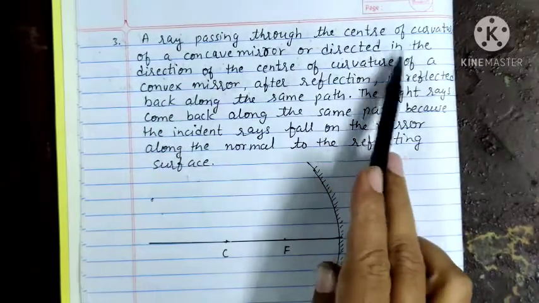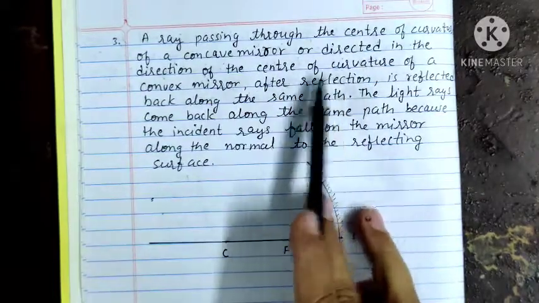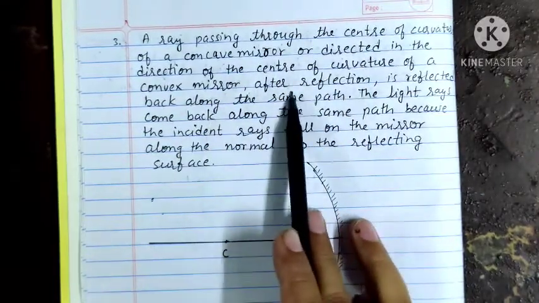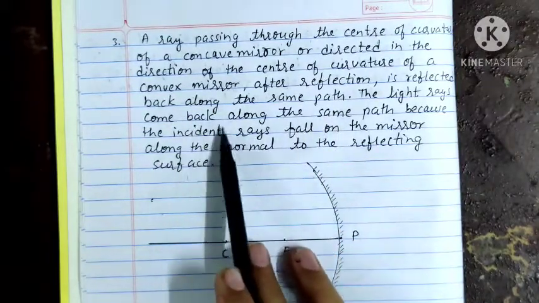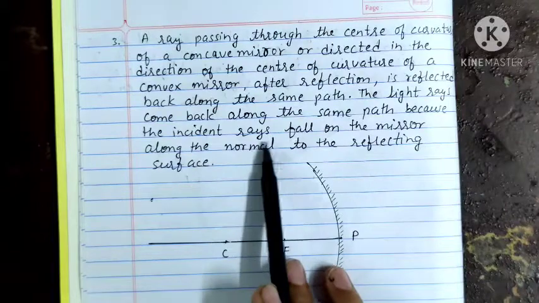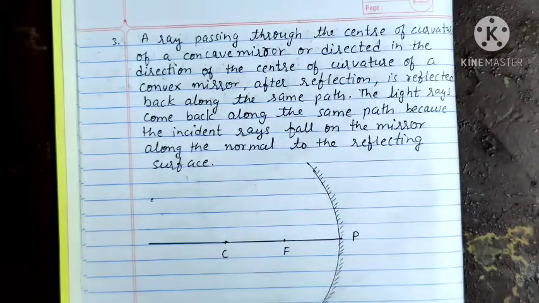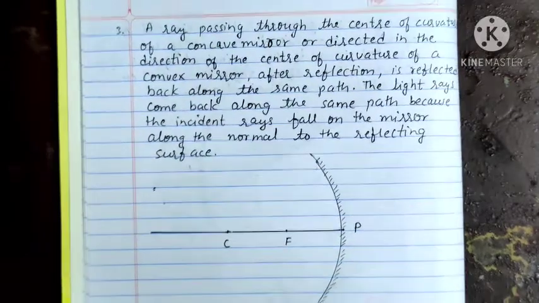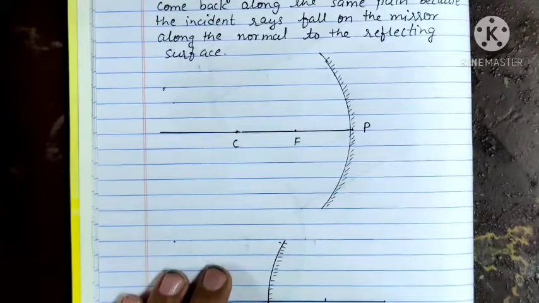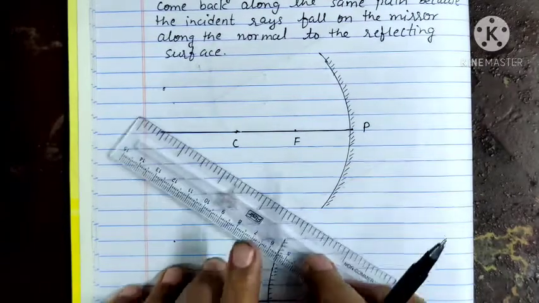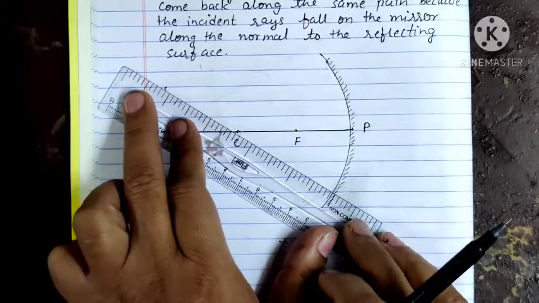A ray passing through the center of curvature of a concave mirror, or directed in the direction of the center of curvature of a convex mirror, after reflection is reflected back along the same path. The light rays come back along the same path because the incident ray falls on the mirror along the normal to the reflecting surface. This is rule number 3. Let us draw it. I am drawing a ray passing through the center of curvature.